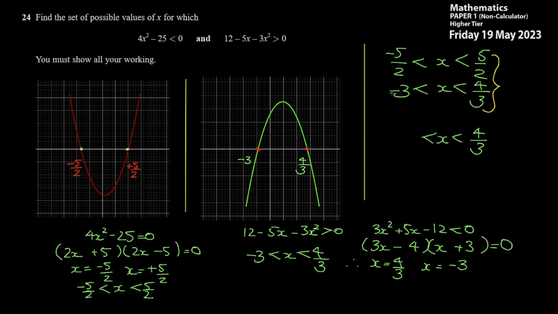Now what about these two? Negative 3 is more negative than negative 2.5. So this pair of inequalities only applies up to negative 5/2. For the bit going up to negative 3, only this inequality applies, but not this one. So that's the answer that satisfies both of the inequalities in the question.